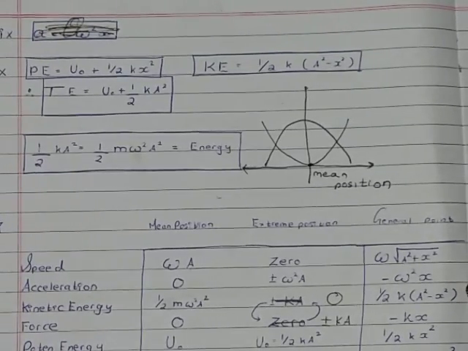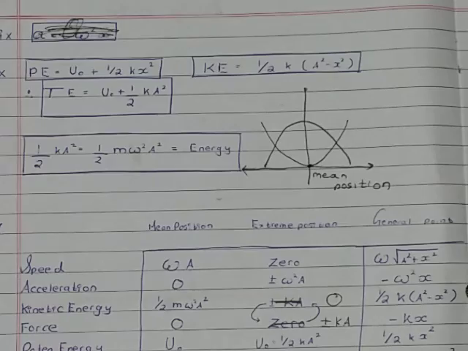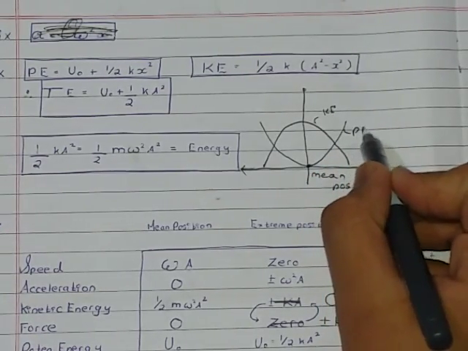This is the mean position, and this is the orientation of kinetic energy. Guess what is kinetic energy? Of course, at the mean position, the kinetic energy would be maximum. So this is kinetic energy, and this is potential energy.